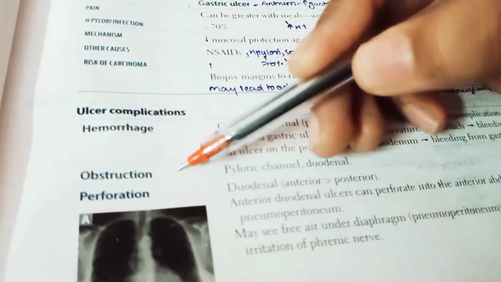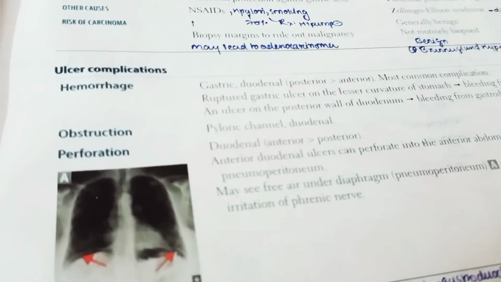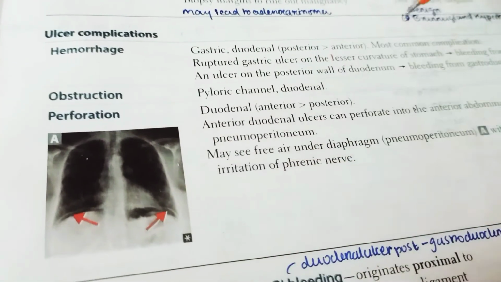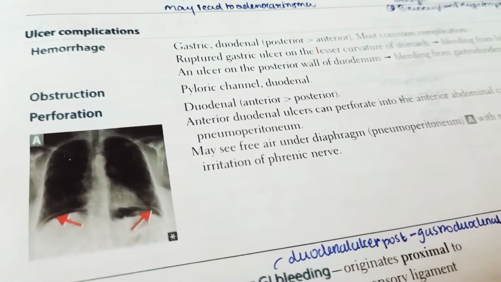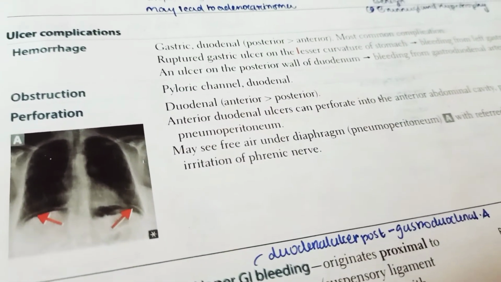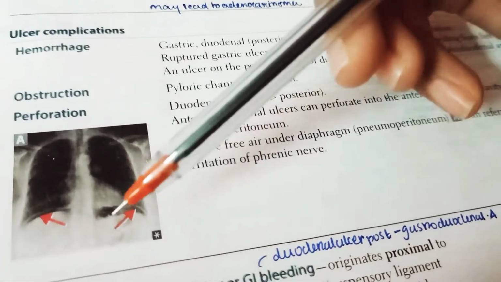Obstruction can mean pyloric channel or duodenal. Perforation: duodenal anterior perforation is greater than posterior. Here you can see this is the anterior perforation. Because of that, it is leading into the anterior abdominal cavity. That is leading to pneumoperitoneum.